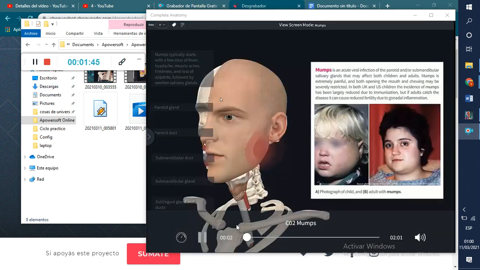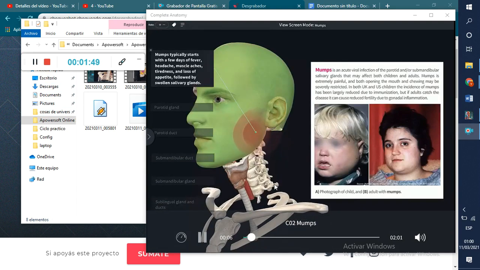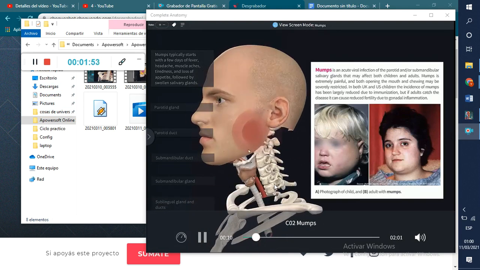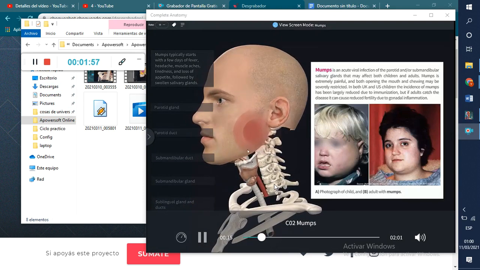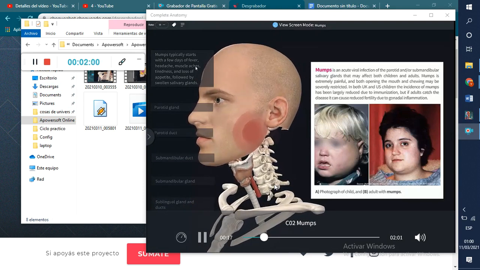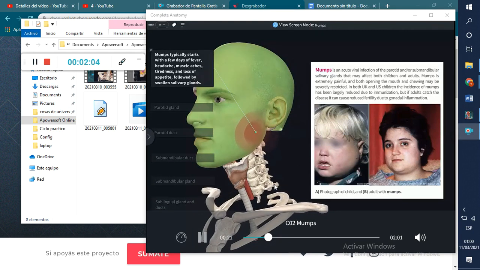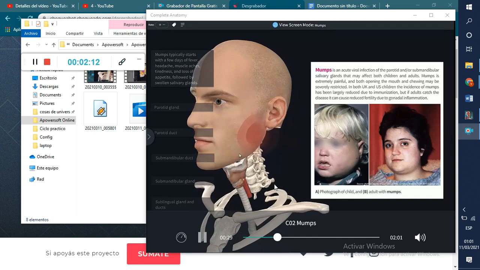Speaking of the parotid gland, why don't we throw in another clinical correlation, which would be mumps. Mumps is a very acute and also a very painful viral infection of the parotid and or the submandibular salivary glands. This can affect both children and adults, and you typically have several days of fever, headache, and muscle aches, maybe also tiredness and loss of appetite, followed by swollen salivary glands.